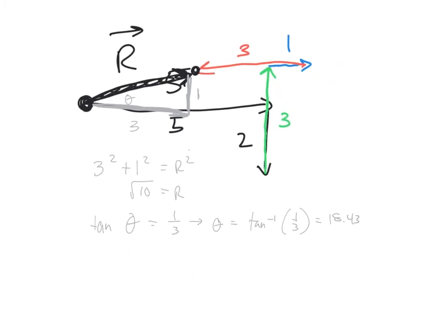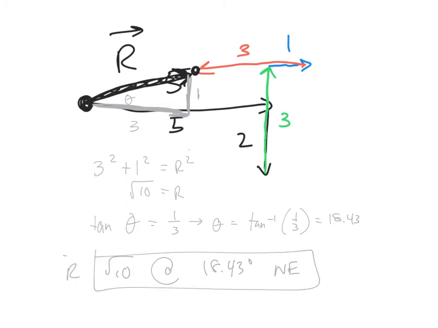You can start packing up. It will be root 10 at 18.43 degrees northeast. Okay, northeast. That's the resultant vector for this problem.